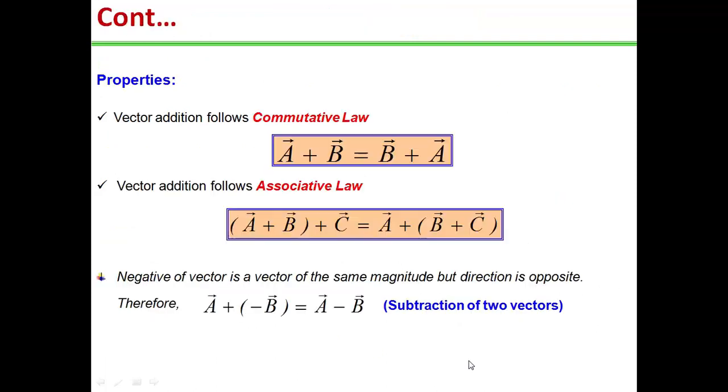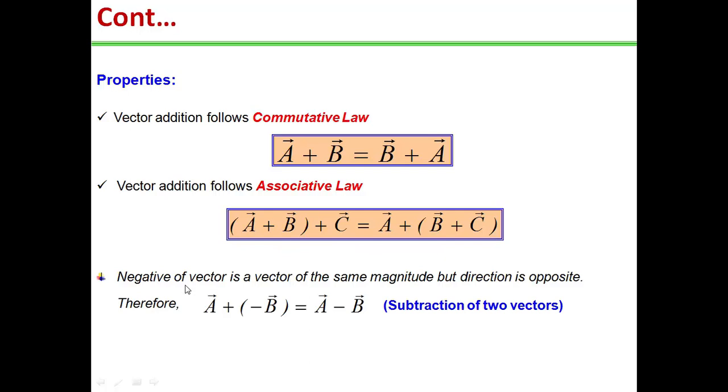Now look at some properties that are followed by vector addition. The first one is the commutative law, where vector A plus B will be equal to vector B plus vector A. It means you can move vectors around and still you will get the same answer. The second one is the associative law, where addition of vector A plus B with vector C will be equal to vector B plus C with vector A, which means you can regroup the sum of vectors and still get the same answer.